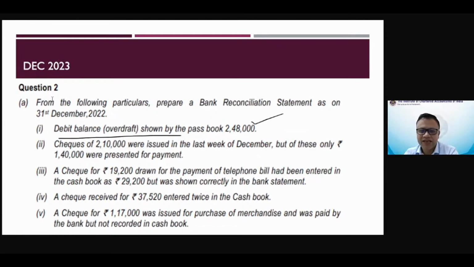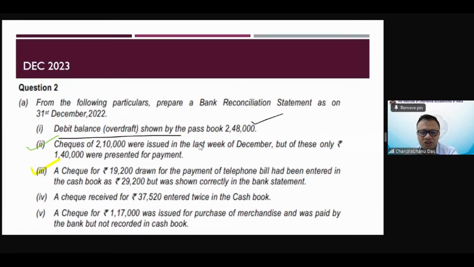Now it is showing bank overdraft. The moment this passbook is overdraft, just remember the equation. Overdraft passbook minus cheques deposited plus cheques issued minus bank charges plus bank receipts equals overdraft cash book, because you have to reach the overdraft cash book. You can write this equation down in the working side of your notebook.